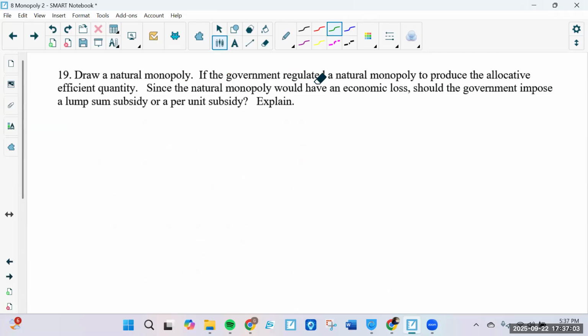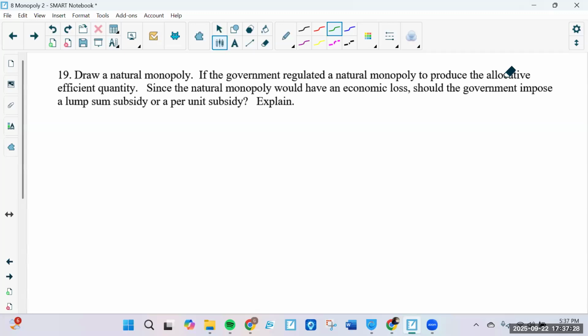If the government then regulated the natural monopoly to produce the allocatively efficient quantity, since the natural monopoly would have an economic loss, should the government impose a lump sum subsidy or a per unit subsidy? So the idea is I want you to be able to draw a natural monopoly and then regulate it to produce at the allocatively efficient point. They're then going to be earning a loss. I'll show you that in a minute. They're definitely going to be earning an economic loss at that point.